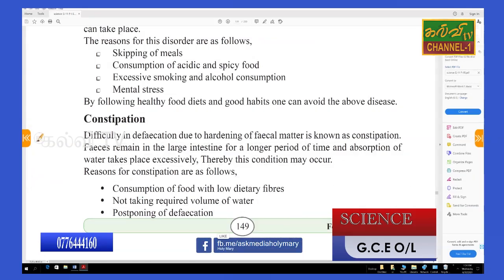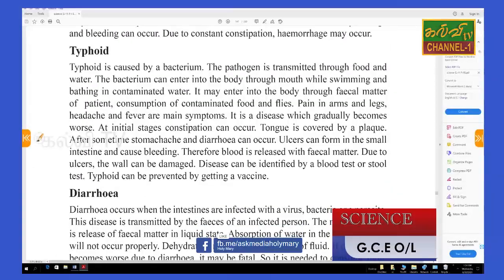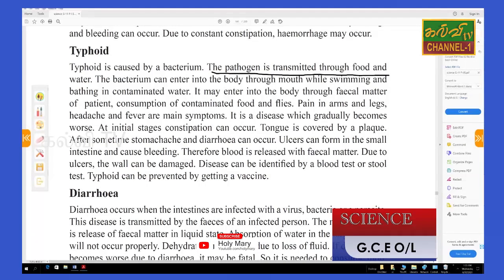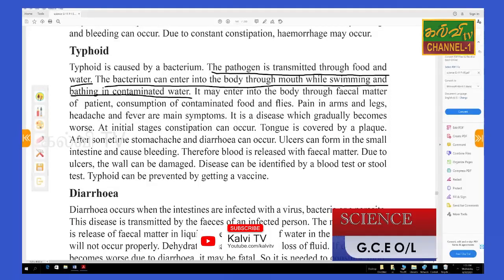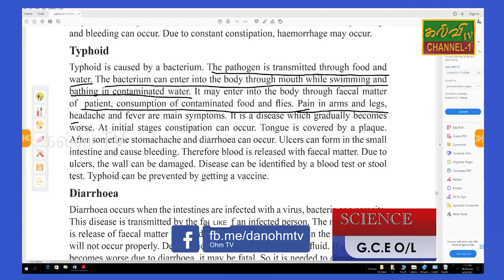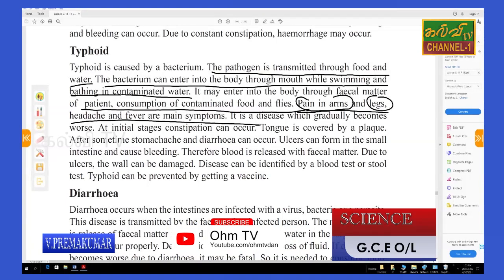Okay, we will move to the last one. Typhoid is caused by a bacterium, a pathogen that is transmitted through food and water. The bacterium can enter the body through the mouth while swimming, bathing in contaminated water, or through fecal matter. The patient consumes contaminated food, and flies can carry it. The symptoms are pain in arms and legs, headache, and fever.